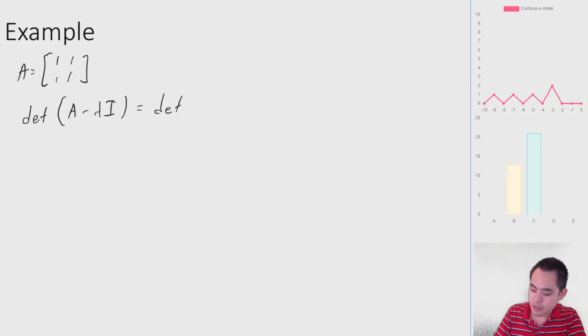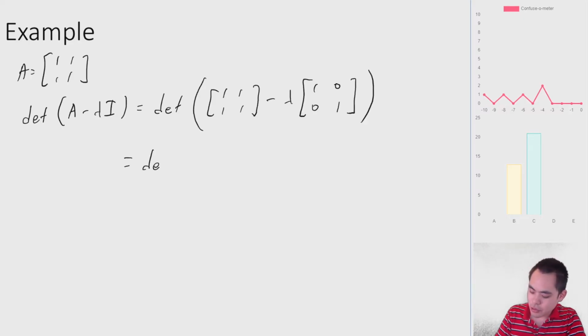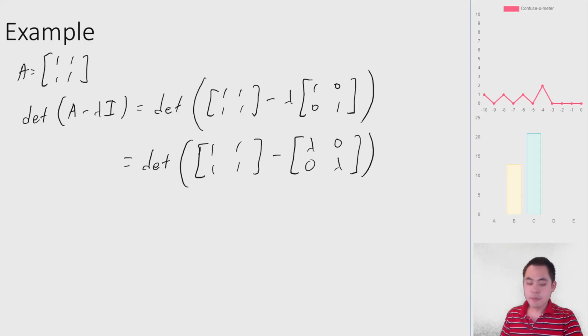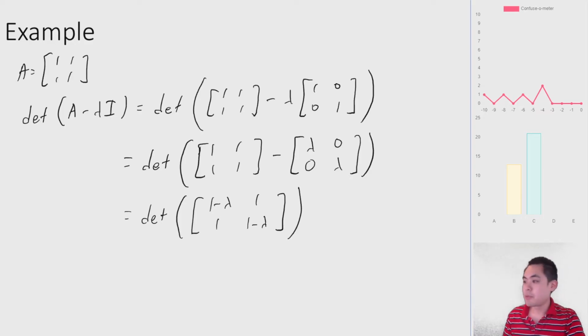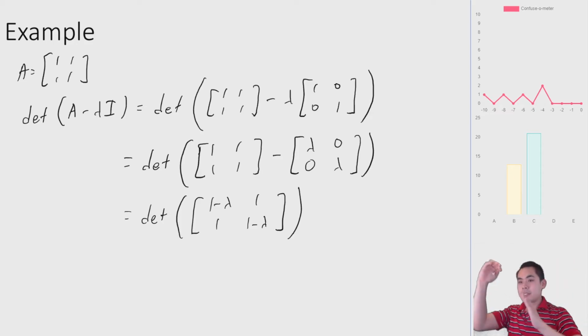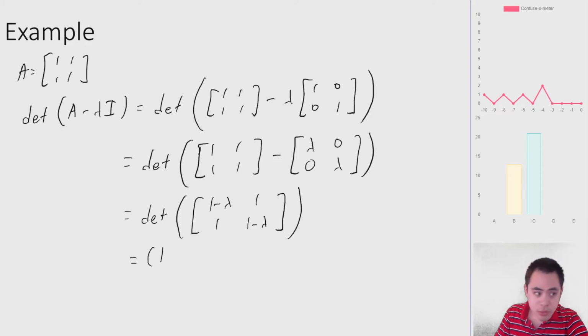which is equal to the determinant of [1, 1; 1, 1] minus lambda times the identity matrix, which is [1, 0; 0, 1]. This is equal to the determinant of [1, 1; 1, 1] minus [lambda, 0; 0, lambda], which is the determinant of the matrix [1 minus lambda, 1; 1, 1 minus lambda]. And we know how to take this determinant, because you just take the top diagonal minus the other diagonal. So this is equal to (1 minus lambda) squared minus 1.